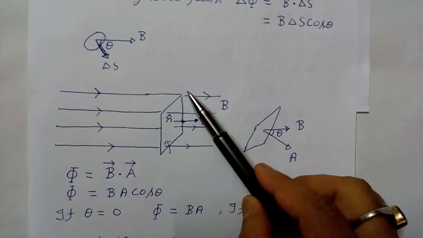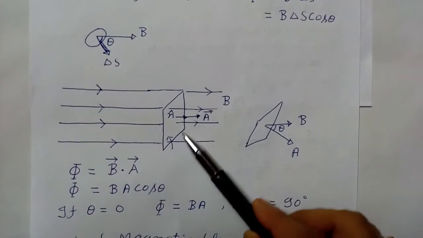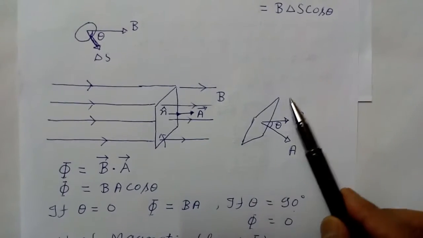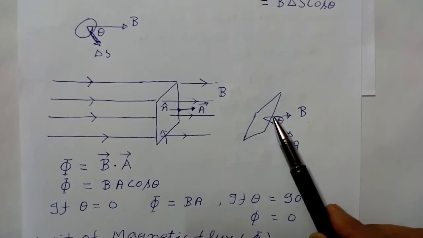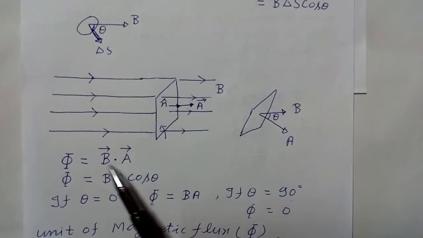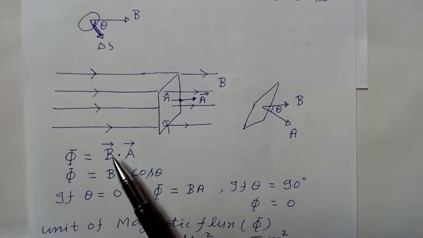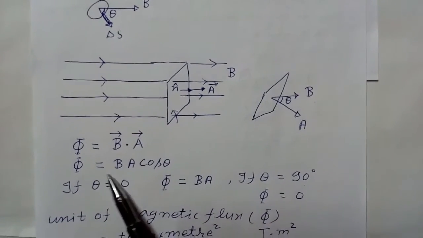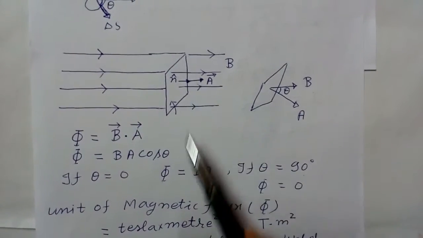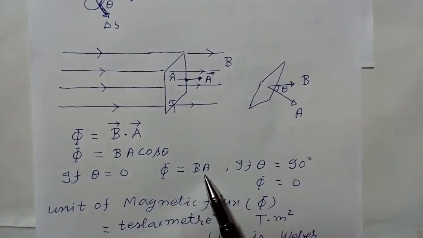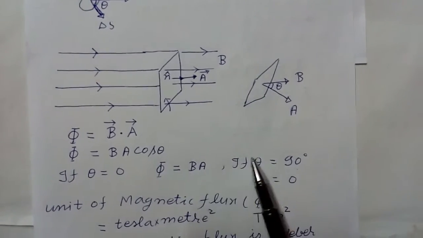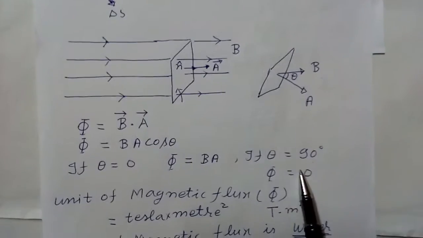Now suppose we hold a plane area like this inside external magnetic field and let in this diagram this area makes angle theta with the direction of magnetic field. So phi is defined as phi is equal to vector B dot A, which is equal to BA cos theta. Now if theta is equal to 0 in this case, then phi will be maximum. It is B into A, where B is magnetic field and A is magnitude of area. If theta is equal to 90 degree, then phi is equal to 0.